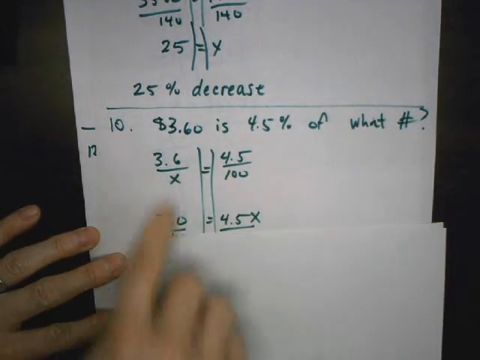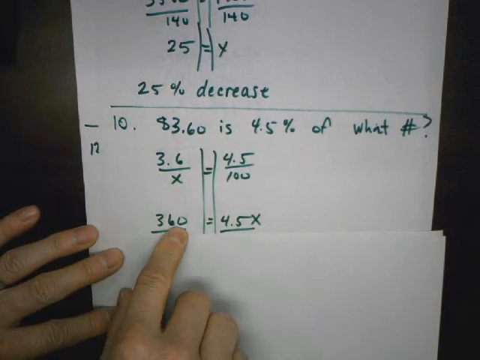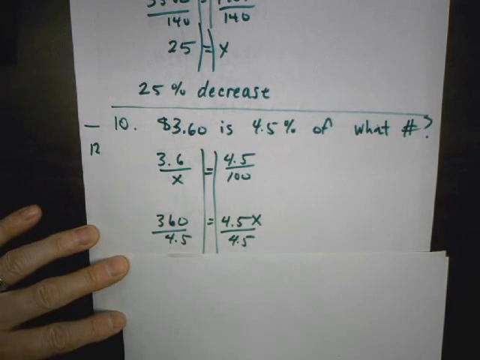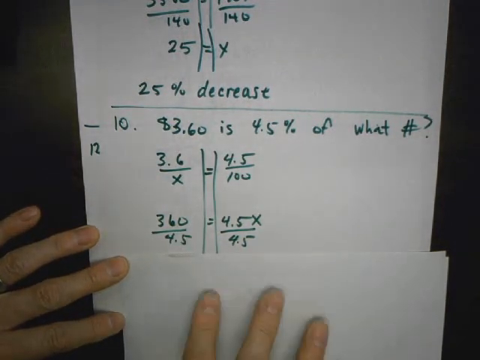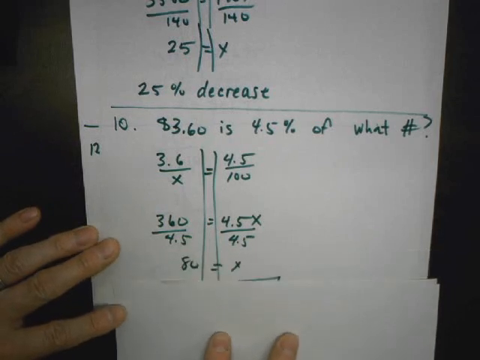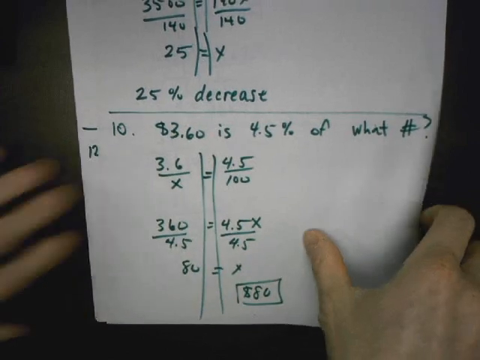3.6 has to go on top. Cross multiply. 3.6 times 100, move the decimal 2 times to get 360. Divide both sides by the coefficient, by the number in front of x, not by the other number, not by the constant. Go off to the side and do that. You should have got 80, and it's $80. So $3.60 is 4.5% of $80.